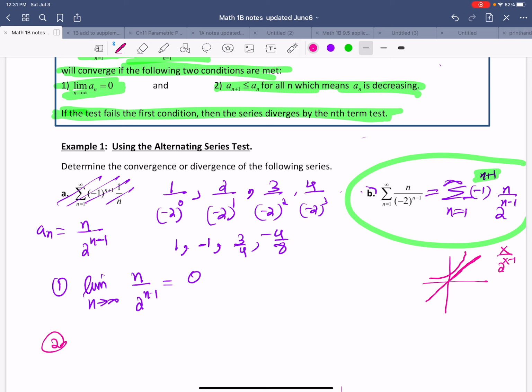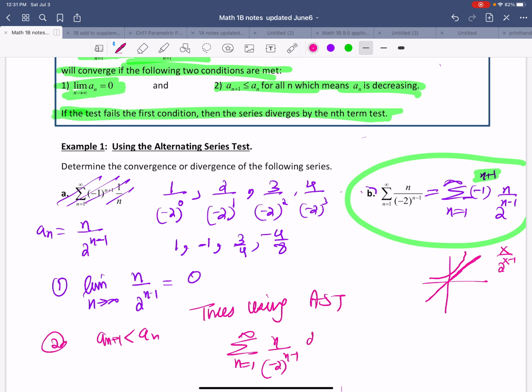The second condition was that it has to be a decreasing series, which we have: negative 1, then 3/4, and negative 4/8. So a(n+1) is less than a(n). The next terms are getting smaller and smaller. It's a decreasing series. Thus, using the alternating series test, we can say the summation from n equals 1 to infinity of negative 1 to the power n times n over 2 to the power n minus 1 converges. This series converges.